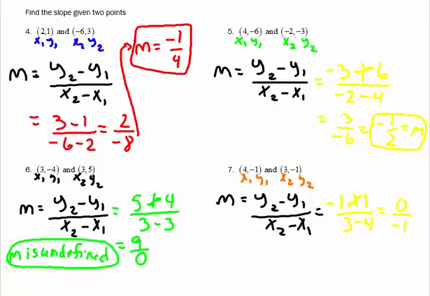is negative 1. Looking at our notes on the previous page, we see that when we have a 0 on top, our slope is just 0. So what kind of line does that mean? That means we would have a horizontal line.